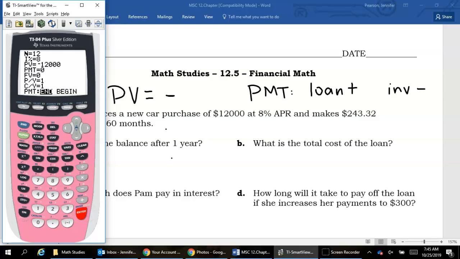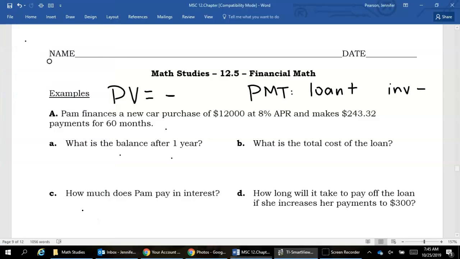The payment is given as $243.32, and the question is to find the final value, so I'm going to come back to that. And we are paying monthly, and remember the PY/CY are always going to be the same, and that one will automatically change. So now to calculate the final value, if I just hit enter, it's going to just move down. So I go alpha, enter, to calculate the final value. So after 1 year, I owe $9,966.68.